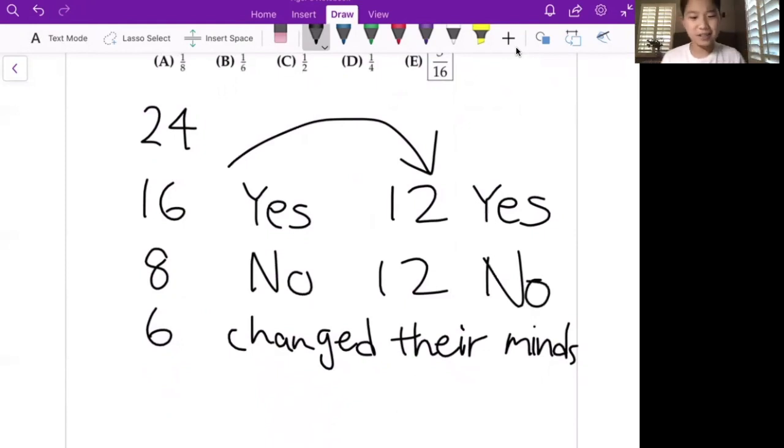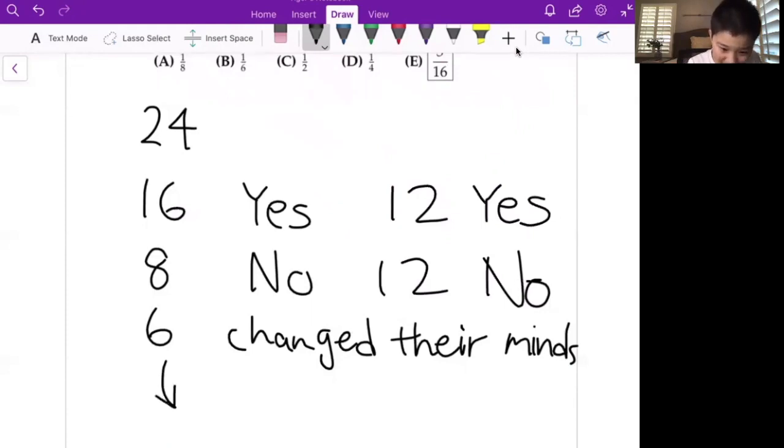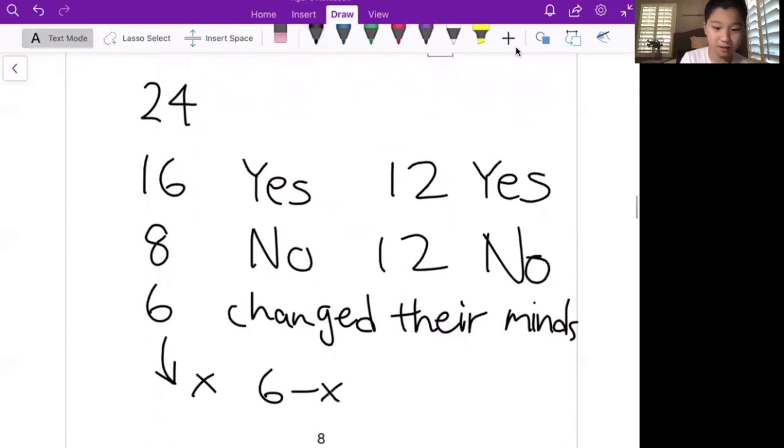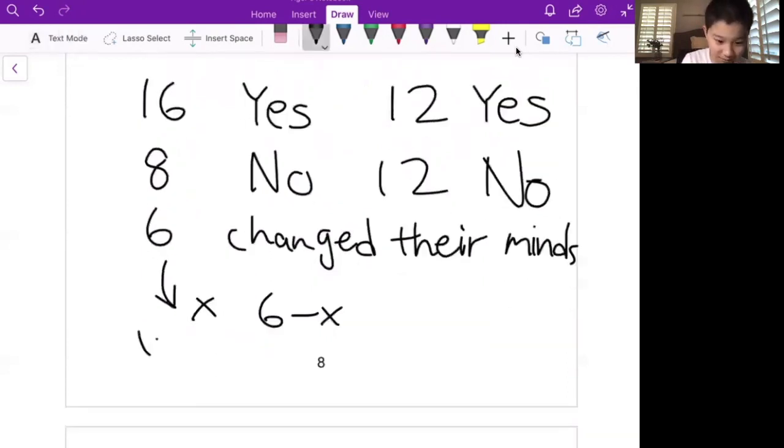Okay, so it says 6 changed their minds, but you can change your mind from yes to no or no to yes. So let's see how we can write that in terms of variables. So 6 changed their minds, and then X of them, let's suppose X of them changed from yes to no. Then the remaining 6 minus X changed from no to yes. So this is yes to no, this is no to yes.